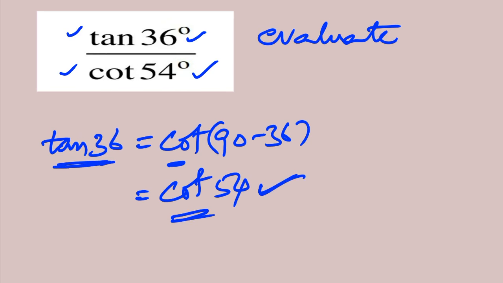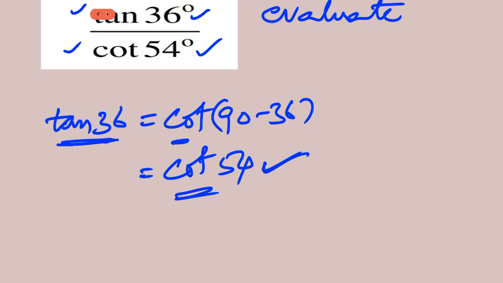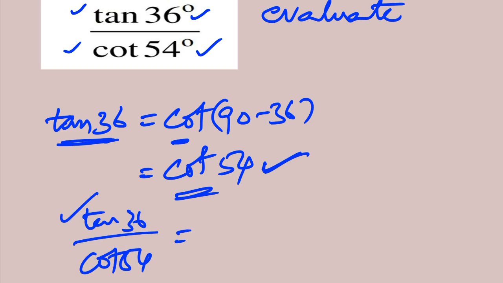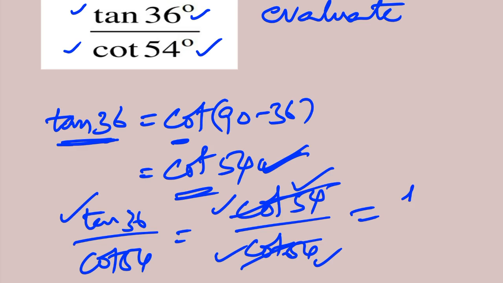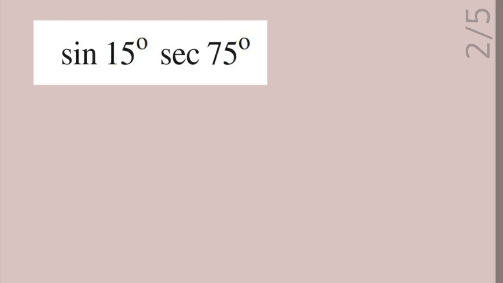Now in the given problem, tan 36 by cot 54 is there. In place of tan 36 I can write cot 54. So now cot 54 by, already in the denominator cot 54 is there. Now both are the same ratios, this is cot 54 and this is also cot 54. They will give the same value. Therefore the cot 54 terms get cancelled. The answer is 1. So in this way we can simplify the problems using complementary angles.